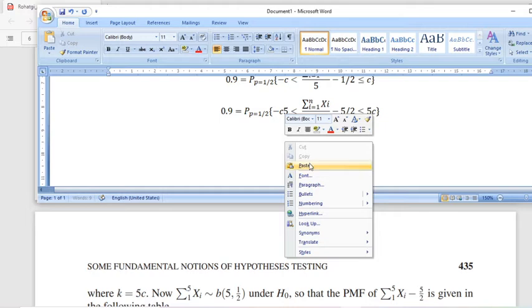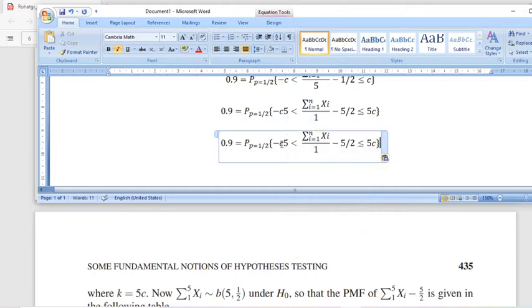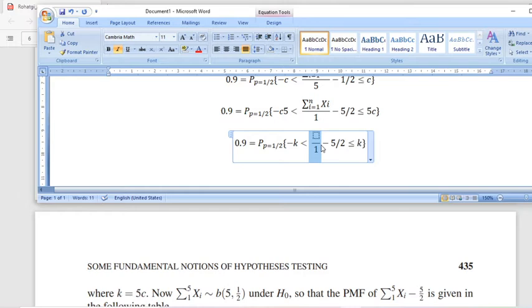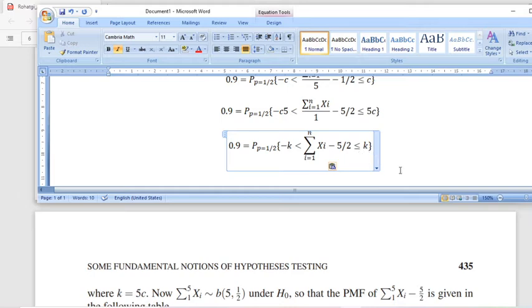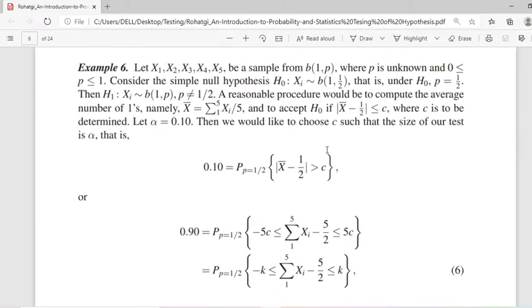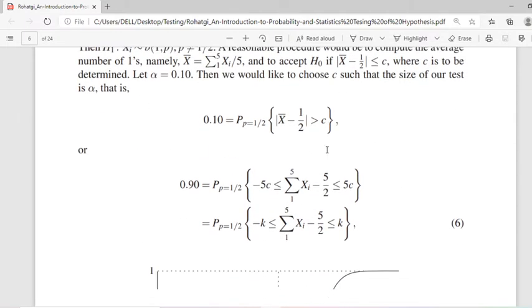Let us put k for it. K is equal to 5c. So this is the final expression after restricting the probability of type 1 error to 0.1.